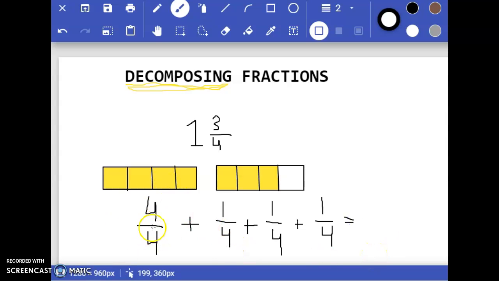1 whole and 3/4. So decomposing fractions doesn't mean you're actually solving for anything or you're really changing anything. You're just taking a fraction that already exists, like 1 whole and 3/4, and you're breaking it into little fraction pieces that add up into that number.